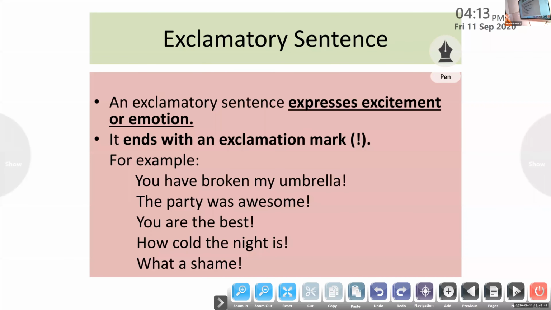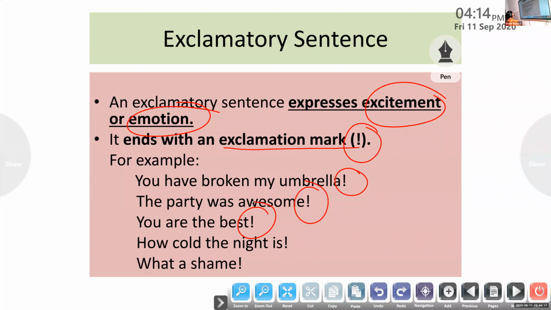So the last one is an exclamatory sentence, which expresses excitement and emotions. It can be fear, it can be surprise, it can be in the form of anger, whatever it is. See the examples, and the important point is the exclamation mark. We have to use an exclamation mark in an exclamatory sentence. You have broken my umbrella! The party was awesome! You are the best! How cold the night is! What a shame! So we are using these words and these exclamation marks.